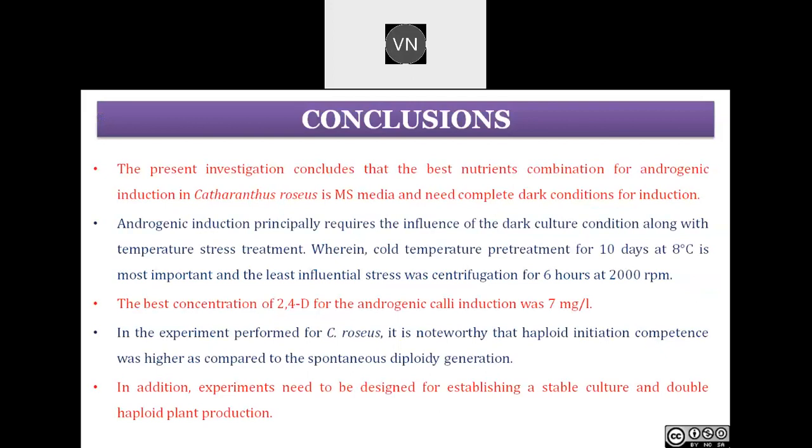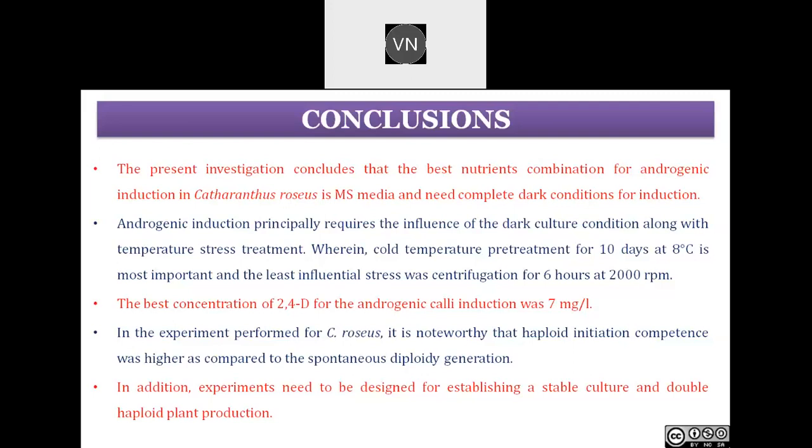Now, in conclusion, I could say that the present investigation concludes that the best nutrient combination for androgenesis in Catharanthus roseus is the MS media, and it requires a complete dark period. Androgenesis principally requires a dark period, and in the case of pretreatment, it needs 10 days of pretreatment at 8 degrees Celsius. The least influential pretreatment was centrifugation. The best 2,4-D concentration was 7 mg per liter. Also, the significant aspect of this plant is that it shows a higher potential for haploid development.